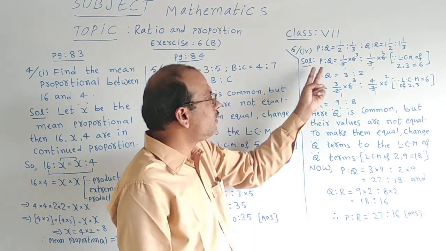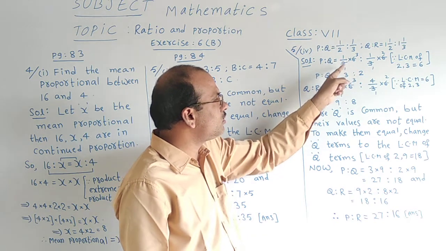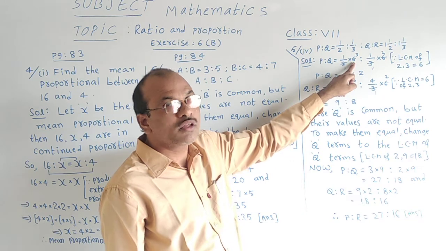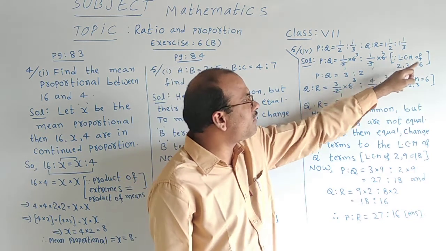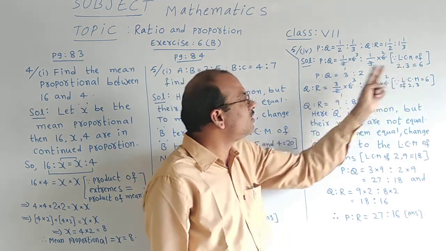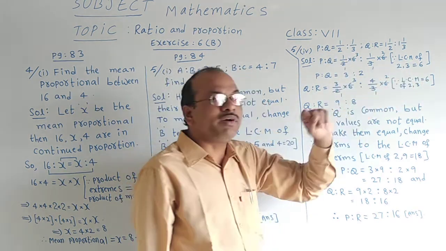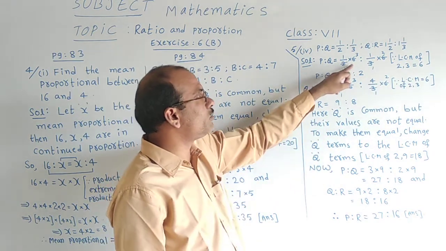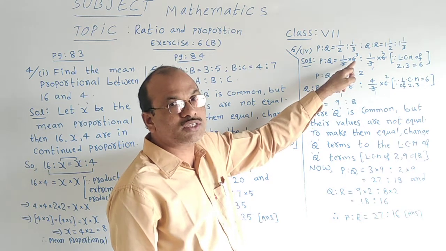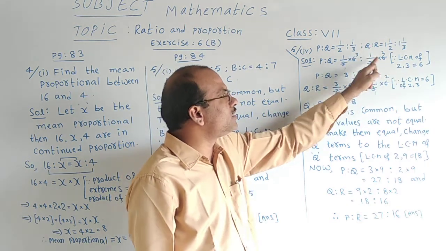Let us see. P is to Q is equal to 1 by 2 into 6, I have written. From where did I get 6? That is the LCM of both the denominators 2 and 3. The LCM of 2 and 3 gives you 6. That's why I have used that 6 to multiply in every term. 1 by 2 into 6 is to 1 by 3 into the LCM 6.